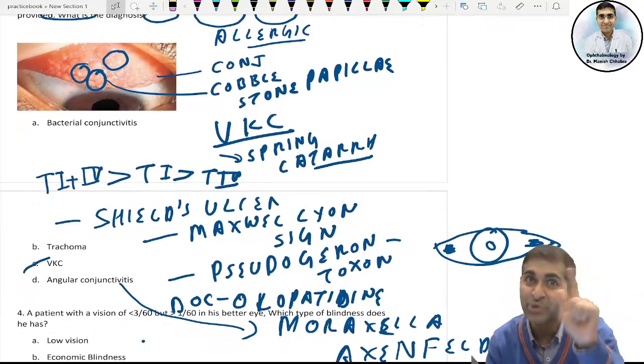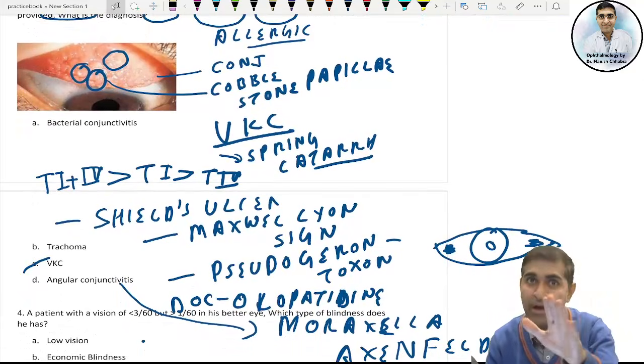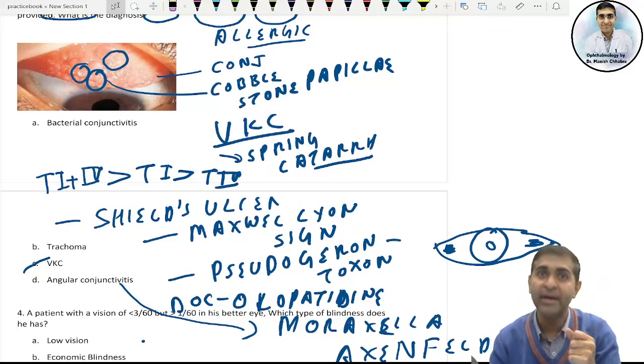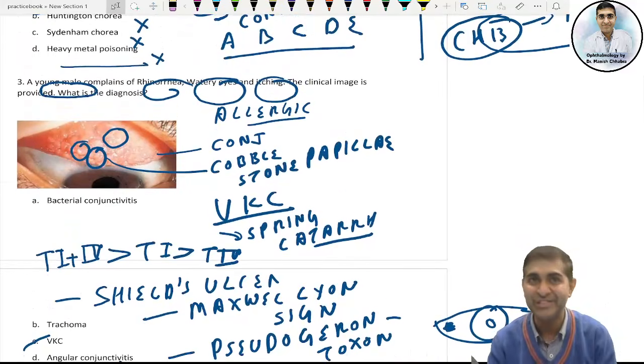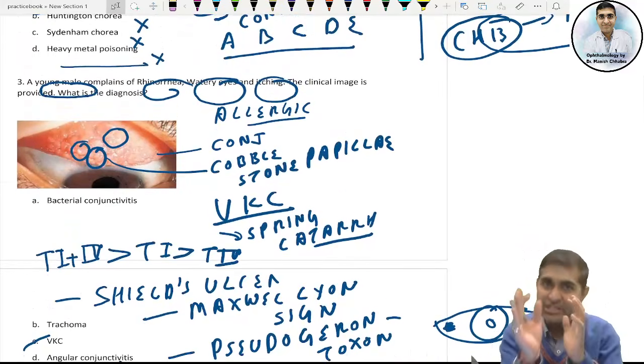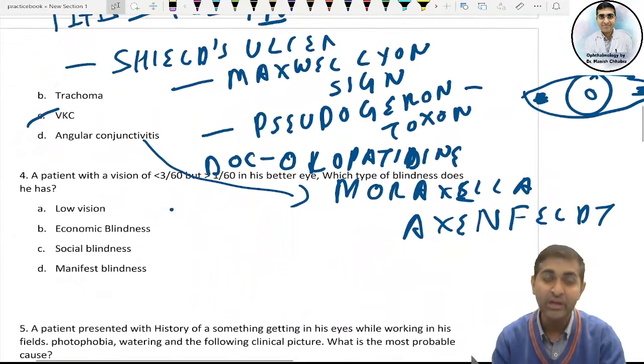The typical history of rhinorrhea, watery eyes and itching does not go well with bacterial conjunctivitis because it is an infection. It will lead to purulent discharge. Trachoma will lead again to purulent or mucopurulent discharge. Angular conjunctivitis, purulent. Here they are typically saying watery eyes and itching is there. So this is how you connect the dots. All right, moving on to the next question.